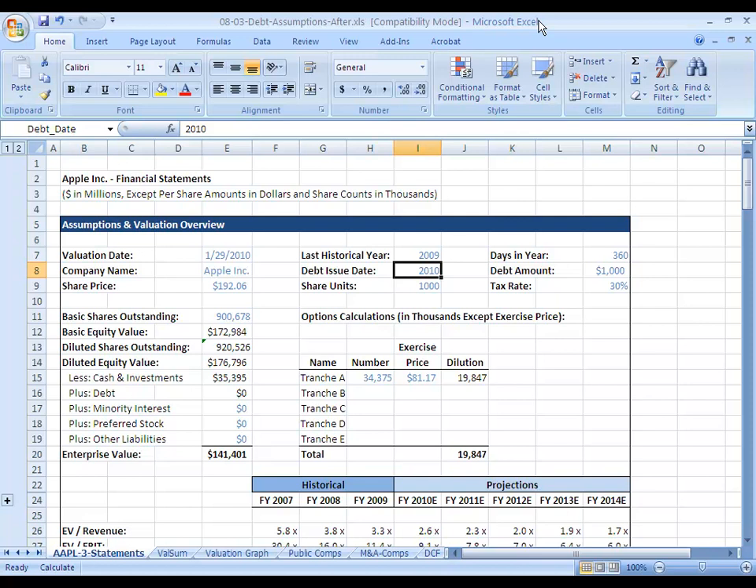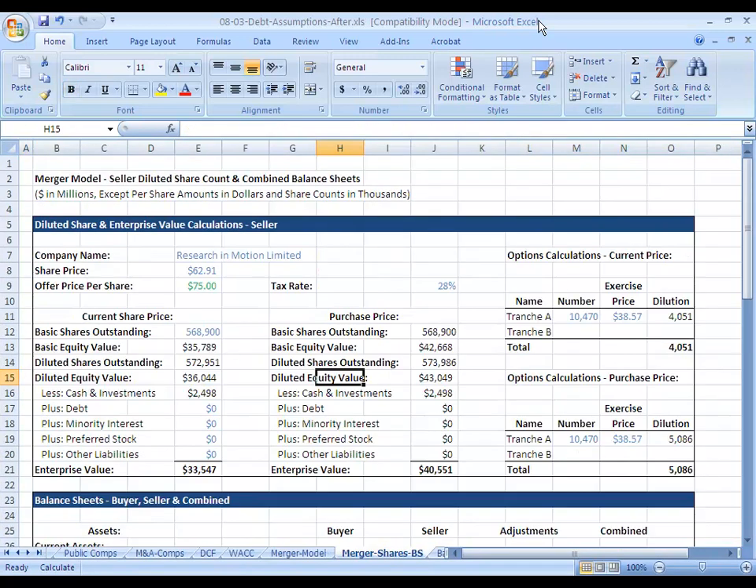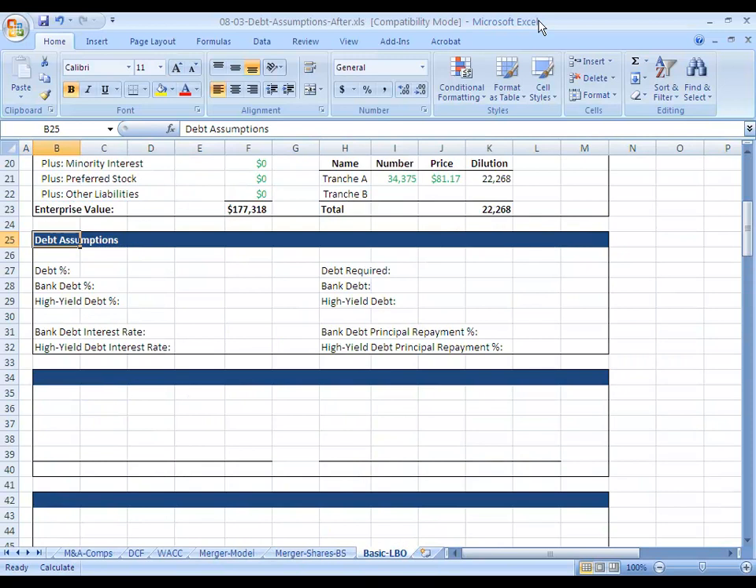But with an LBO model, we have to go into a bit more detail on the topic of debt because it's so crucial to the model itself and to how private equity firms think about structuring the deal and ensuring that they actually get a good return on their investment.